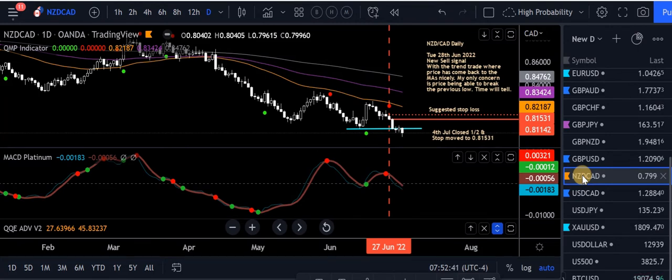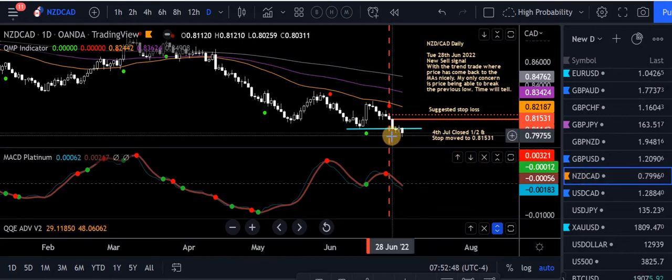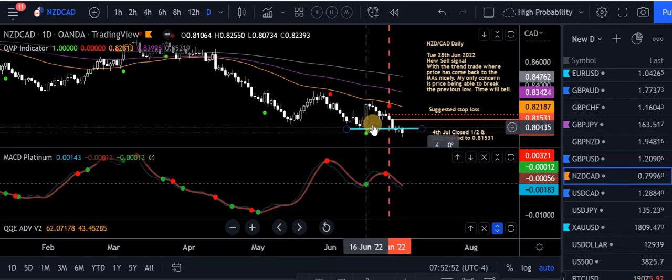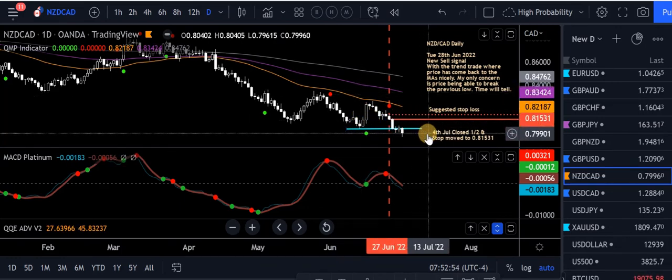New Zealand CAD highlighted in orange. Let's have a look at my notes. What have we got here? Yep, all right. So we're going to sell here. Nice sell. And I've closed 4th of July.